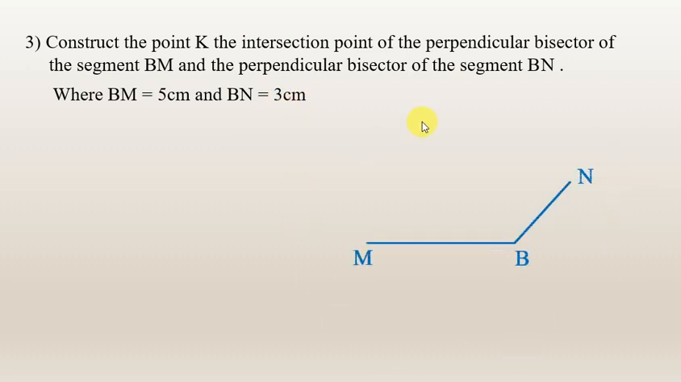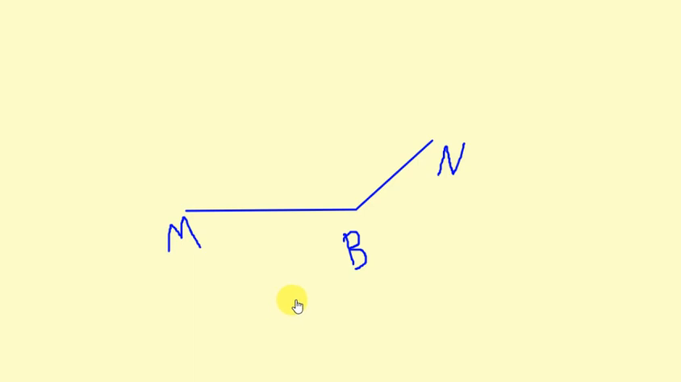And this is the figure. Okay, so I want to construct the point K, and the point K is the intersection point of the perpendicular bisector of segment MB and the perpendicular bisector of segment BN. So we need to construct the perpendicular bisector of MB and the perpendicular bisector of BN, and the intersection point of these two perpendicular bisectors is the point K. So let's do this on the page of drawing. In this figure I have MB equal to 5 cm and BN equal to 3 cm.